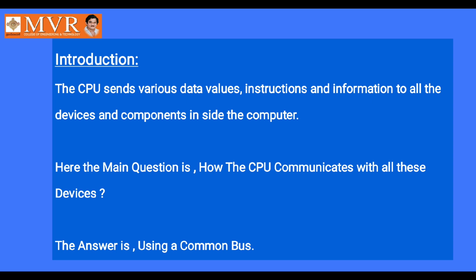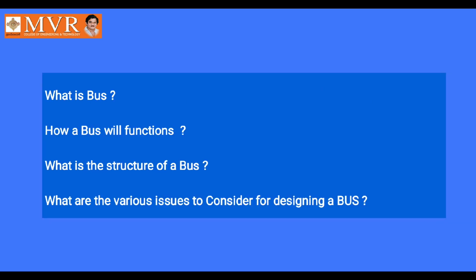Now what is a bus? A bus is defined as a network or a group of wires, or an electronic pathway. We told you the main question is how the CPU communicates with all these devices. The answer is the common bus. Just now we have gone through it. So, a bus is defined as a network or group of wires, and it is also called an electronic pathway.